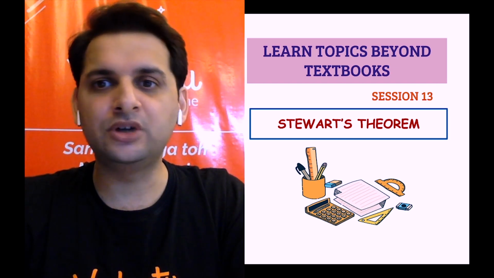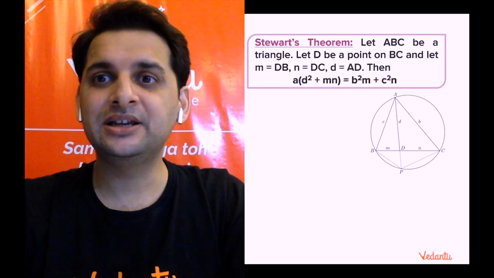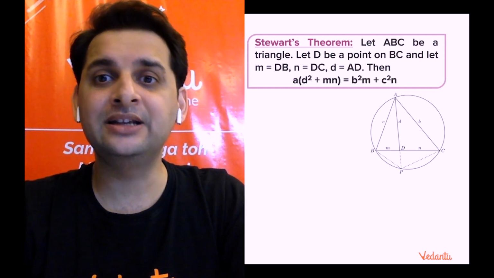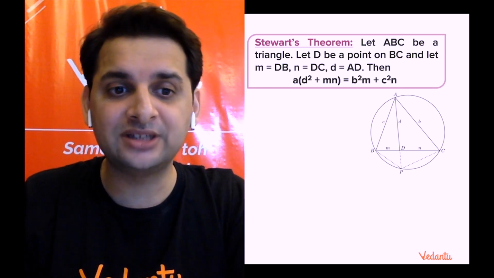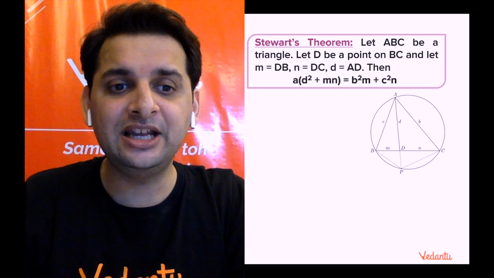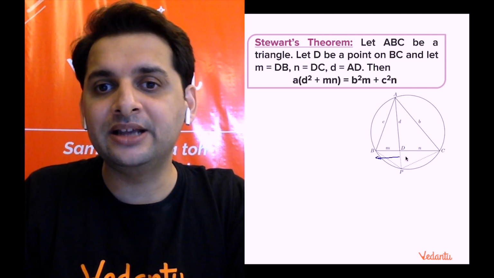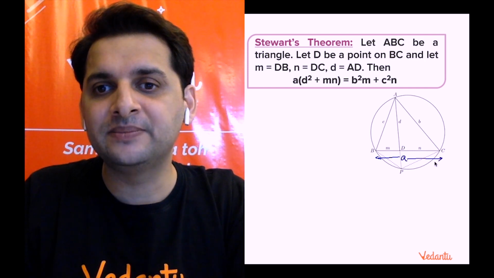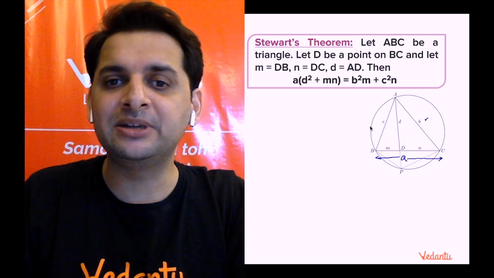So what is Stewart's theorem? Stewart's theorem says if ABC is a triangle and small a, small b, small c are the standard notations. Now, bachon, what are the standard notations? So in a triangle ABC, the side opposite to capital A is denoted by small a generally. The side opposite to capital B is small b, side opposite to capital C is small c.